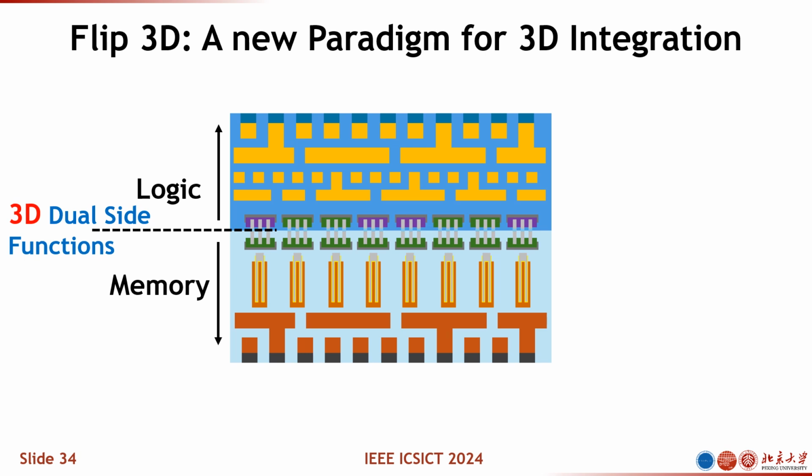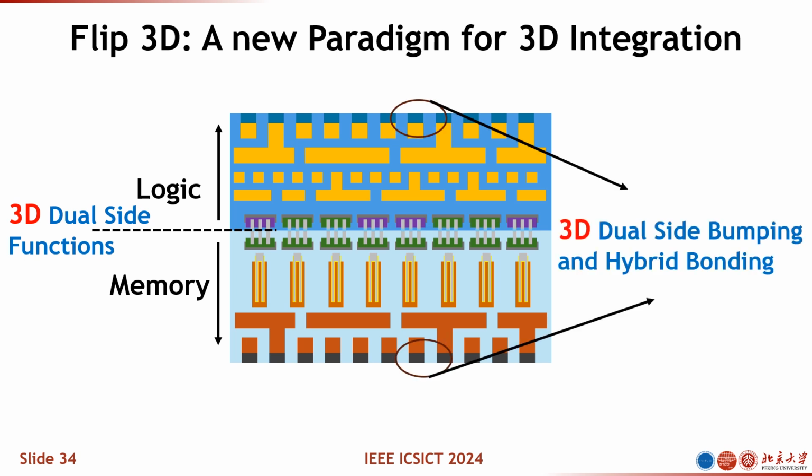And now the integration of circuit functionality is no longer only on the wafer front side. You can do the integration on 2 sides of the wafer. And the other thing I want to mention is that because you have two layers of circuit functionalities, you can have the bumping on each side of the wafer. In other words, you can do 3D dual-side bumping and hybrid bonding. And this is very important.